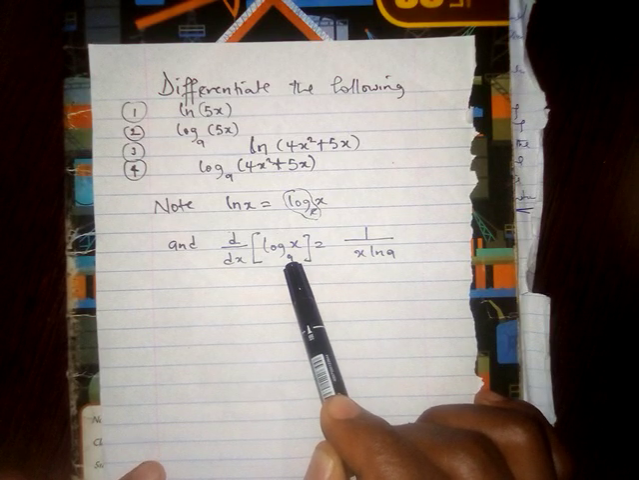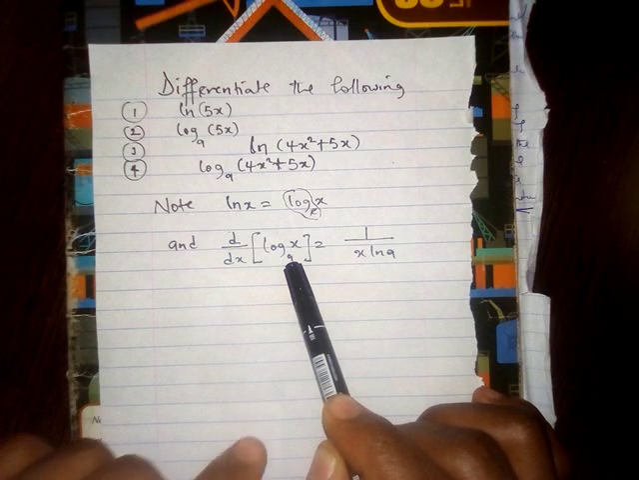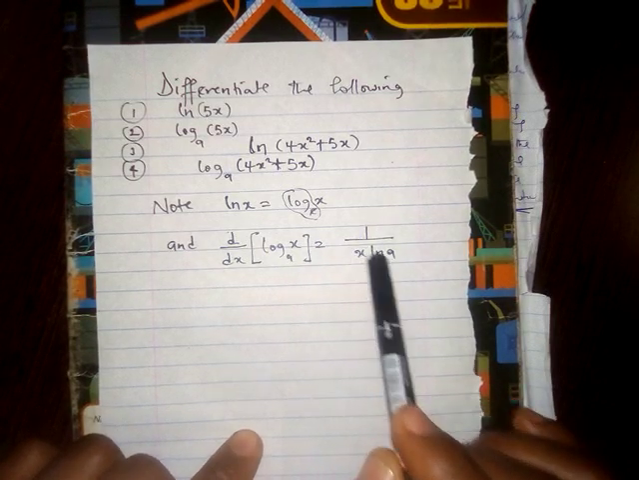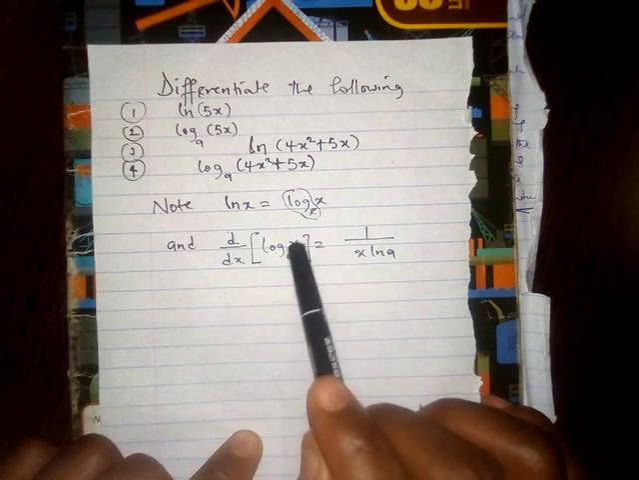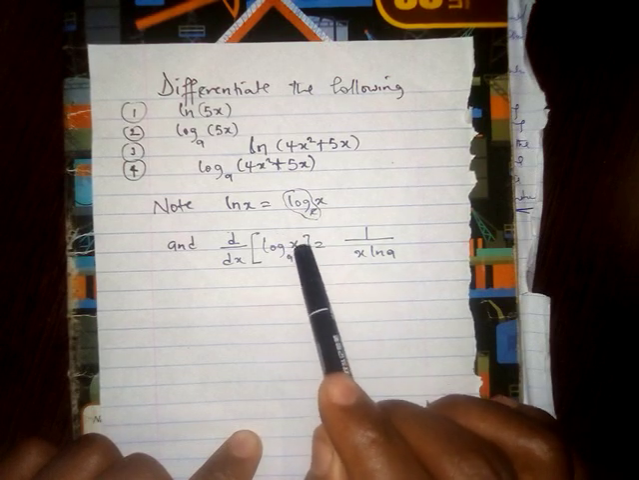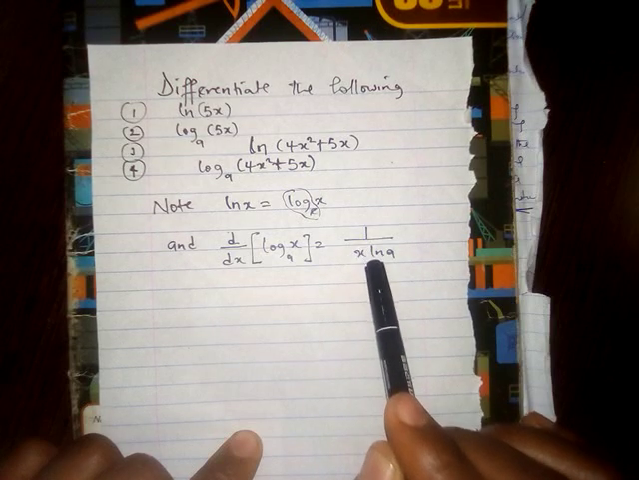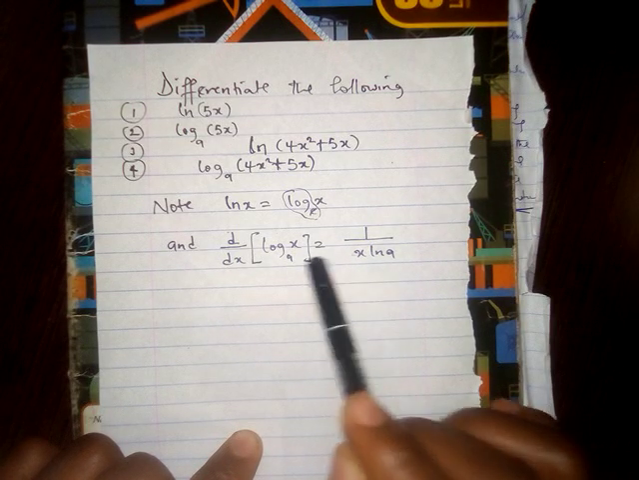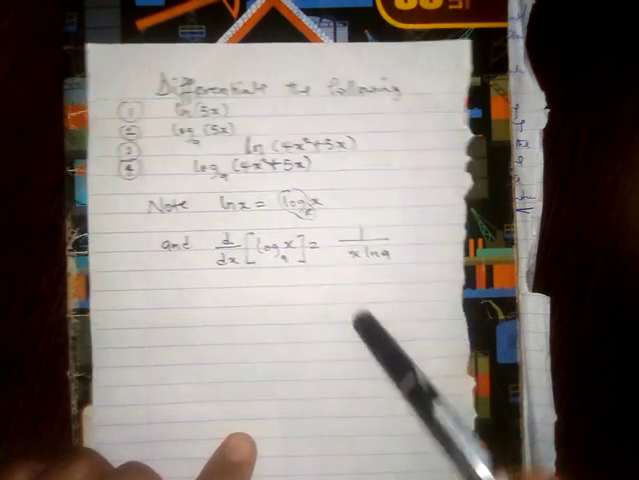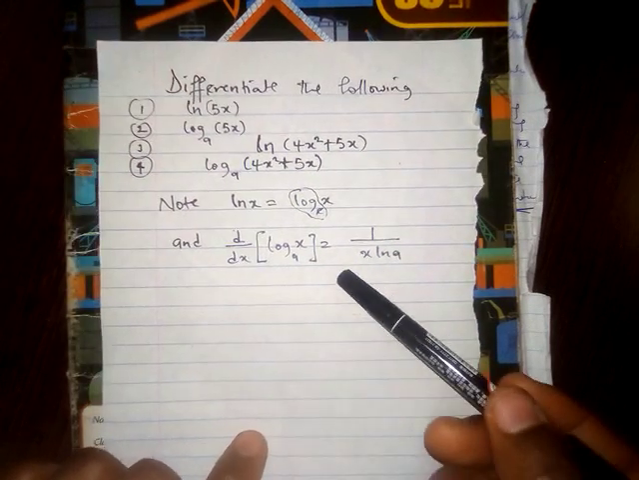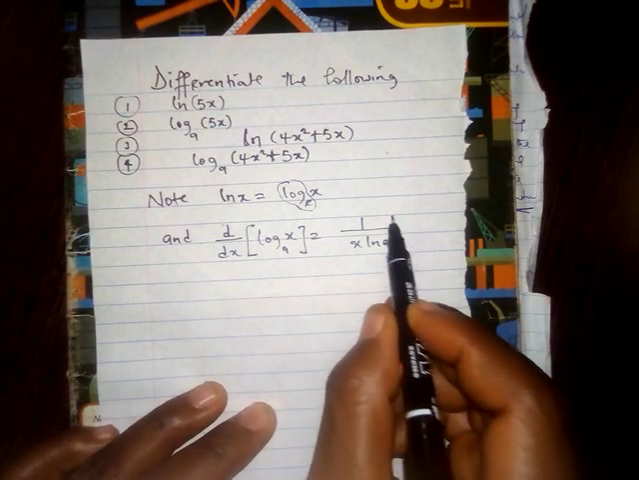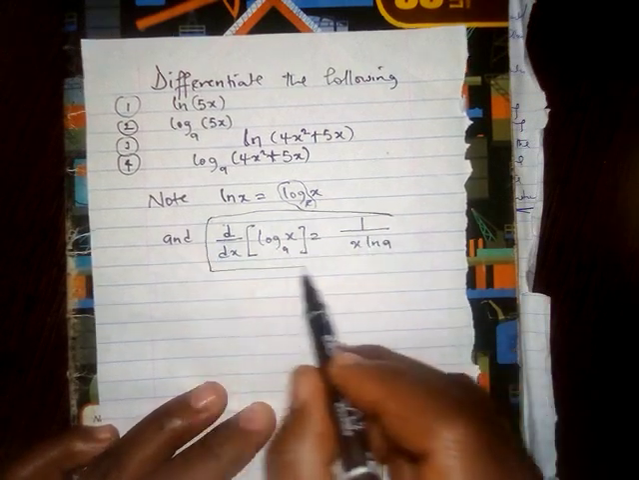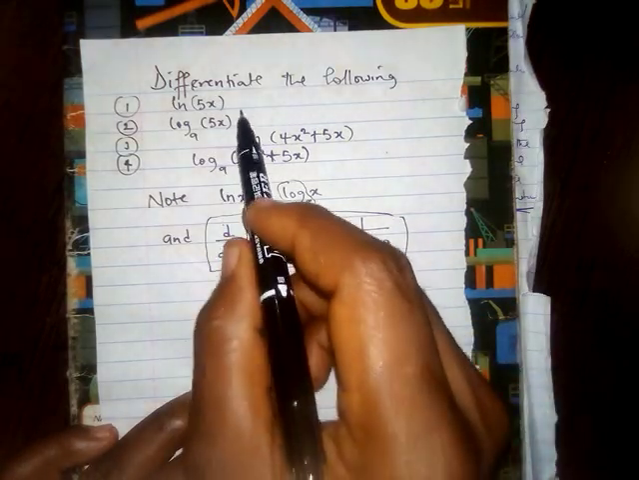Now when we are differentiating a logarithmic function, let's say log of x with base a, where a is arbitrary, like any base, when we differentiate it we are going to have 1 over the whole function, then we now take the ln of the base. This has a proof, but we're not going to dive into the proof. Just understand this, because we are going to use it to solve these questions.